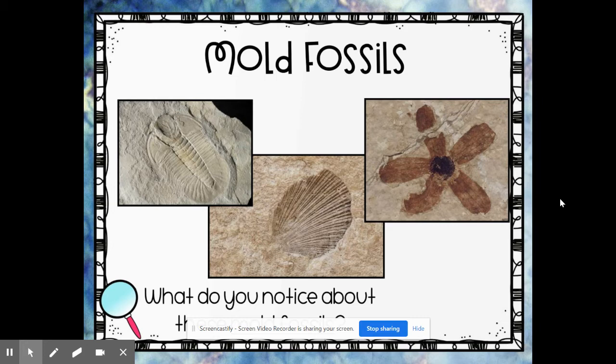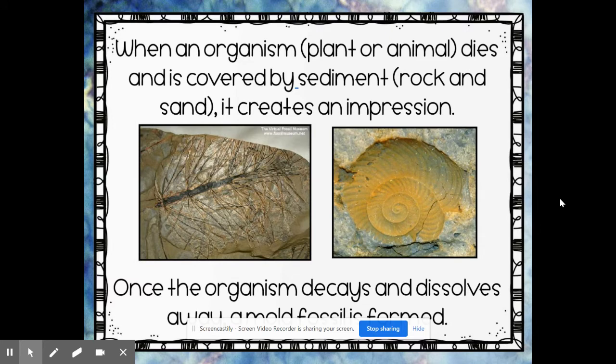Next, we have mold fossils. What do you notice about mold fossils? When an organism, a plant or an animal, dies and is covered by sediment, which is rock and sand, it creates an impression. Once the organism decays and dissolves away, a mold fossil is formed.